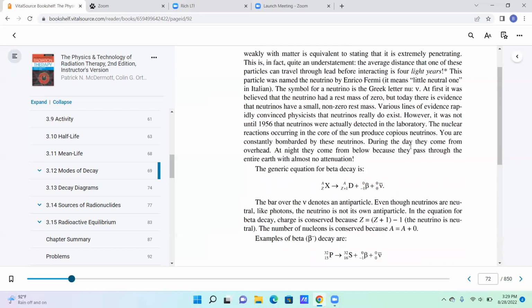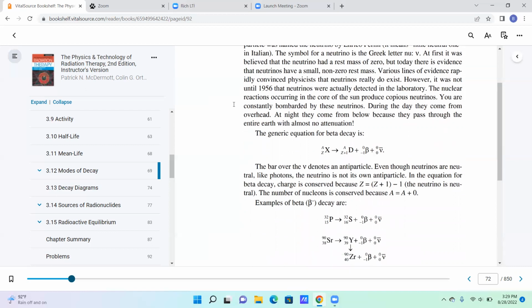And the generic equation for beta decay: you've got the parent nucleus becomes a daughter nucleus. The proton charge goes up. The number of nucleons stays the same, which must mean that the number of neutrons is going to go down. You've got your beta minus decay there with a neutrino, and this bar over the nu denotes that it's an antiparticle. Even though neutrinos are neutral like photons, the neutrino is not its own antiparticle. In this equation for beta decay, charge is conserved. The number of nucleons is conserved because the A is going to be the same.